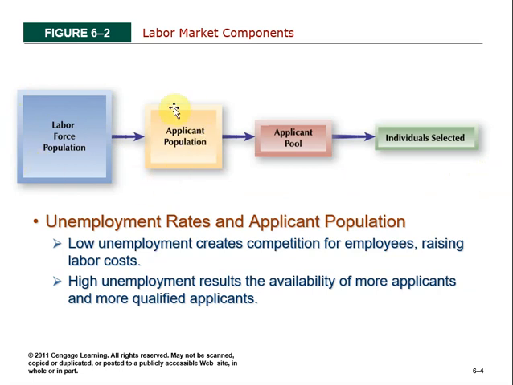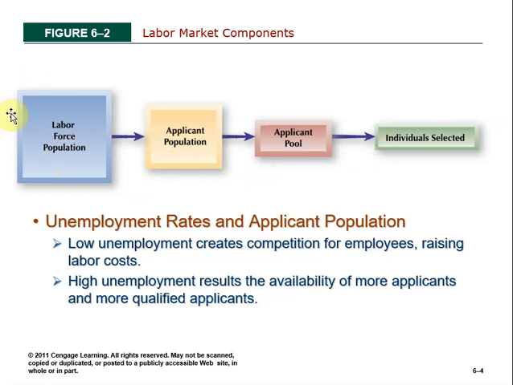The applicant population is all the people who applied for the job. These are the people who actually submitted an application. The applicant pool is a list of people who have been selected as being qualified for the job. So this is the pool of people that we want. And as you can see, each population size gets smaller and smaller as you proceed down this pathway. Then finally, you have the individuals selected for a particular position.